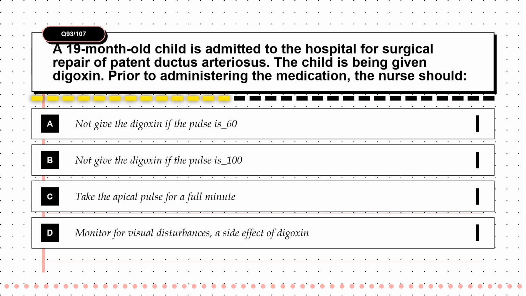Option A. Not give the digoxin if the pulse is 60. Option B. Not give the digoxin if the pulse is 100. Option C. Take the apical pulse for a full minute. Option D. Monitor for visual disturbances, a side effect of digoxin.